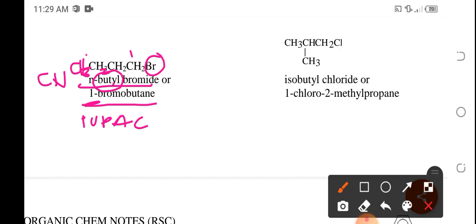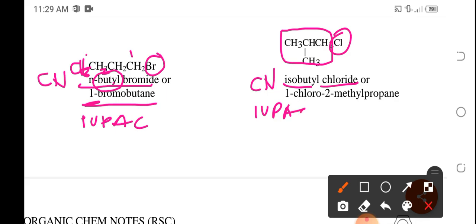carbon number 1. Then we also have isobutyl chloride. So the whole of this is isobutyl, and this is the chloride. Take note, for the common name, we have two words. However, for the IUPAC name, we only have one long word. And this one is 1-chloro-2-methylpropane.